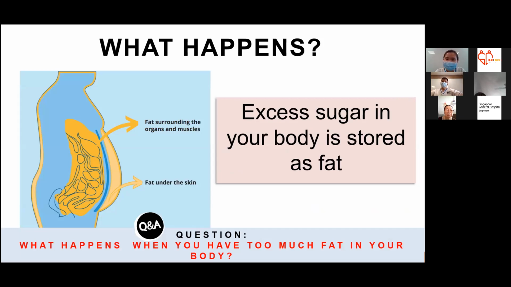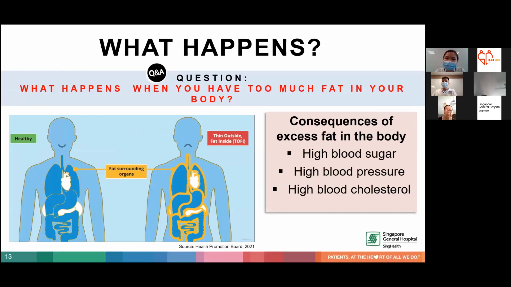So look at the picture over here. When we have excess sugar in our body, what happens? So as you can see in the yellow color portion of the picture, fat can actually be accumulated around our organs and around the muscles. And some of you may see there are people who develop fat under the skin around the tummy area. And if you compare these 2 persons in the picture, the one on the left has a healthy body and the one on the right has a very fatty body. And this person may be thin outside, but he's actually very fat inside.